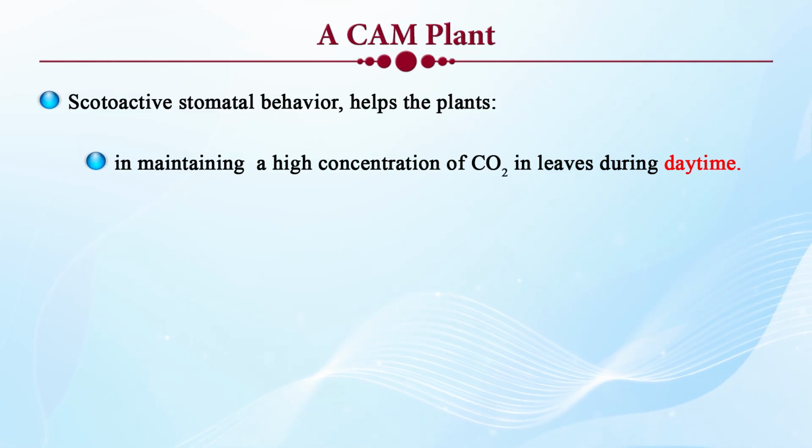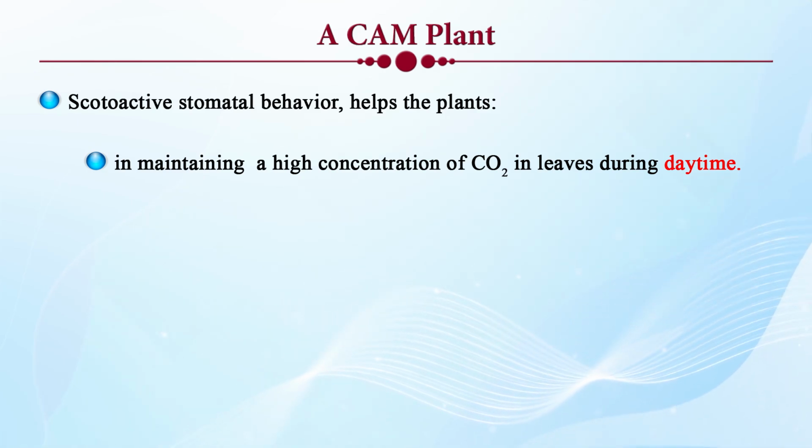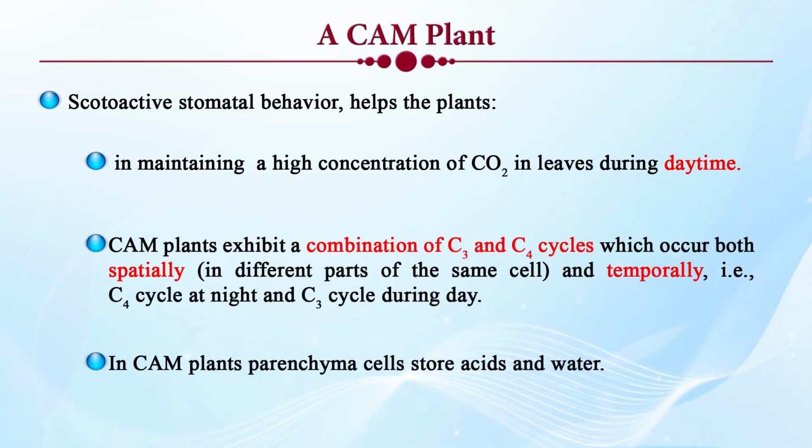So, that means a high concentration of CO2 would be there in the leaves because the stomata are closed, and C3 and C4 cycles are occurring here also, but they are occurring spatially, that is in different parts of the same cell, as well as temporally. So, what happens during daytime? C3 cycle occurs and C4 cycle occurs during night.